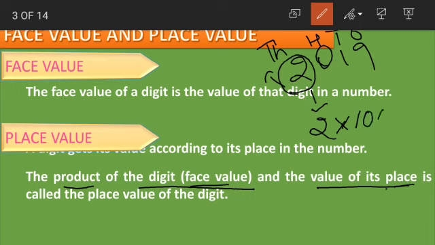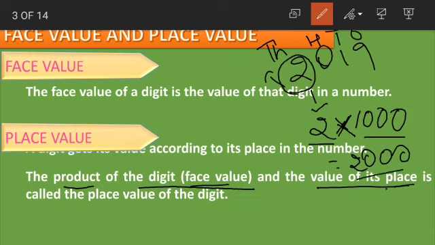So the value of the place is 1000. This is the face value and this is the value of its place. When we multiply these both, we get the answer as 2000. 2 into 1000 is equal to 2000. Right, children?